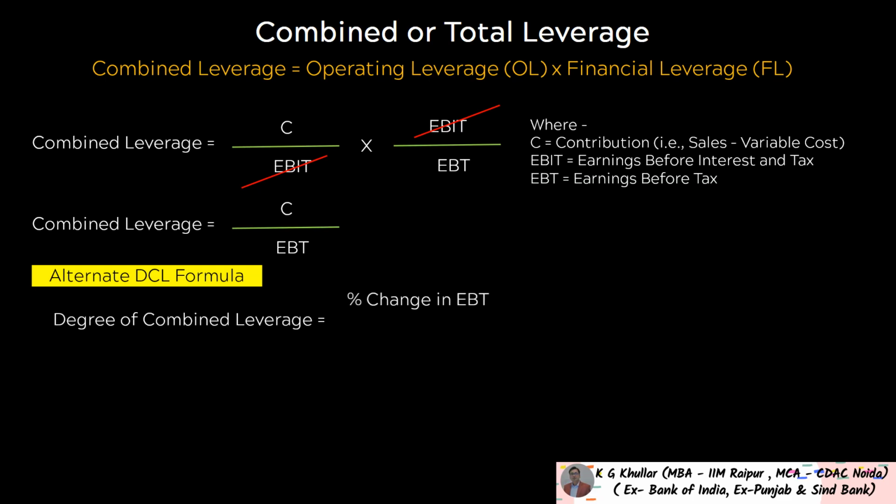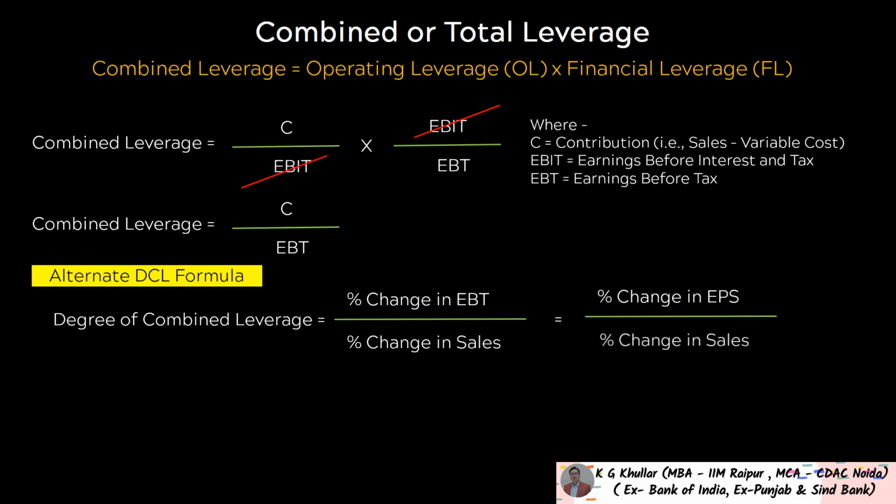Now friends, some alternate relations to find combined leverage are, that is degree of total or combined leverage equals percentage change in EBT divided by percentage change in sales. Or also degree of combined leverage equals percentage change in EPS divided by percentage change in sales. You can use any of these formulas.